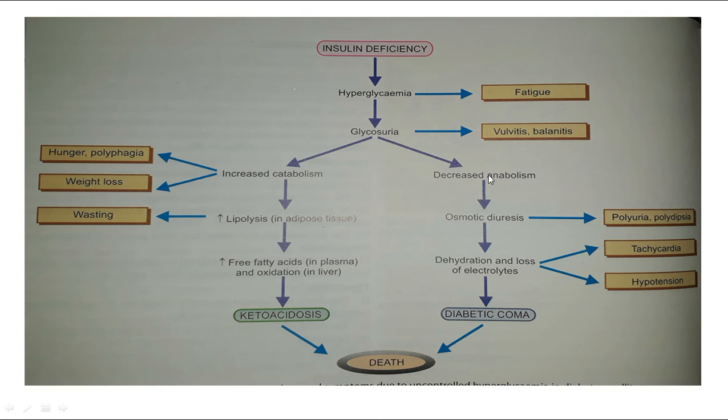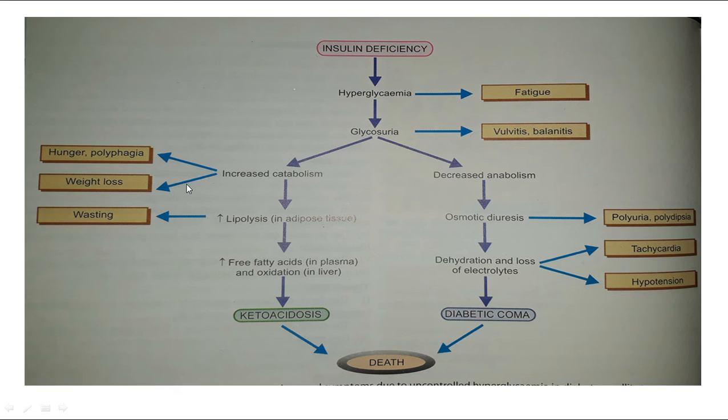Decreased anabolism leads to decreased synthesis, and the osmotic diuresis leads to polyuria and polydipsia, dehydration and loss of electrolytes. So that leads to tachycardia and hypotension and the diabetic coma, and ultimately leads to death if not treated adequately.